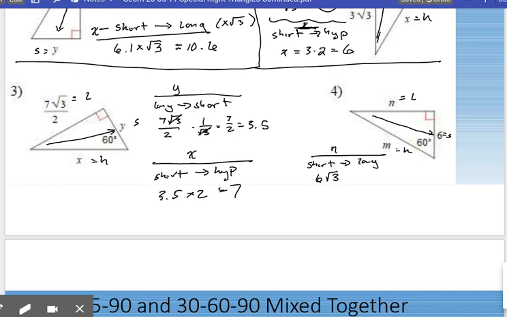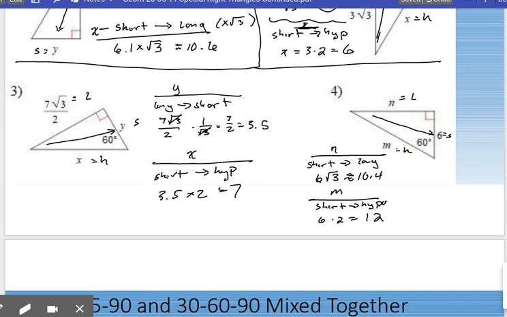If you want to get the decimal, 6 times the square root of 3, you're going to get 10.4. I'm just rounding to the 10th. I think that's just going to be easier. Okay, to get m, we are going short to hypotenuse, and we just simply multiply by 2. So 6 times 2 is 12. And that's it.